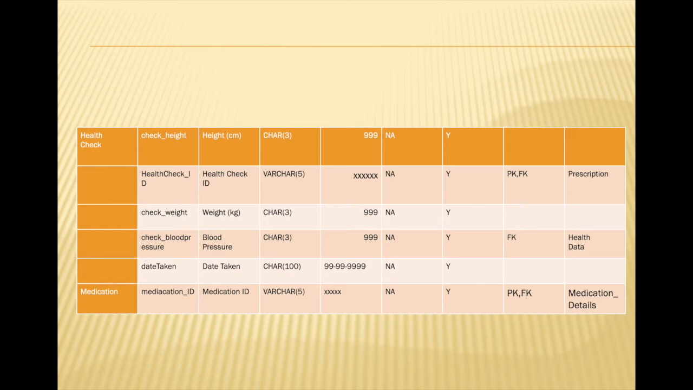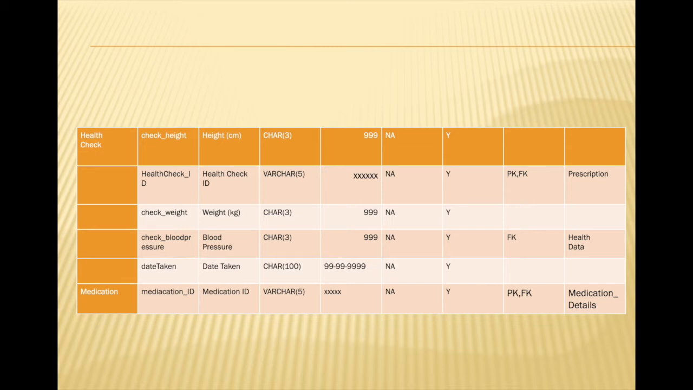So the next table is health check. In the health check we have check height, health check ID, check weight, check blood pressure, and date taken. For check height, check weight, and check blood pressure, we declare it as char 3. Health check ID we declare as VARCHAR, and the date taken we declare as char 100. For the primary key and foreign key in health check table, health check ID is the primary key, and check blood pressure is a foreign key that is related to health data table.